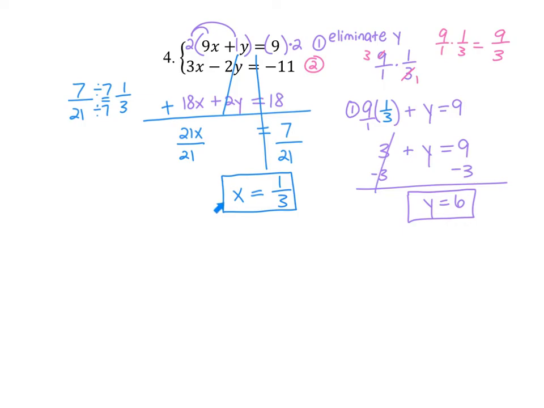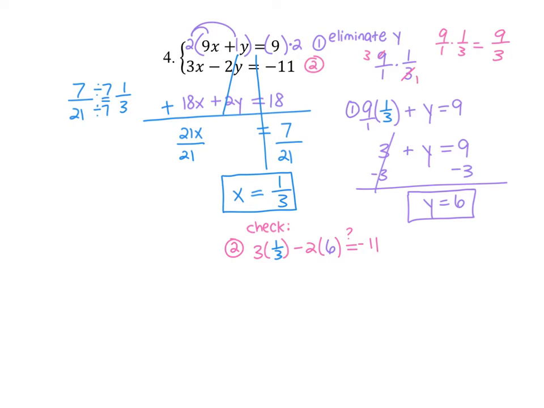So I know that when x is 1/3, y is 6, that works for equation number 1. So I have to make sure it works for equation number 2. And of course, if you chose equation number 2 in that previous step, then you would be checking in equation number 1. So let's check it. So in equation number 2, 3 times our x, which instead of x, we plug in 1/3, plus, minus 2 times our y, which is 6. And we want to make sure that that's really equal to negative 11.